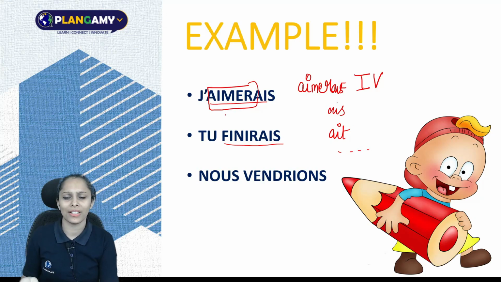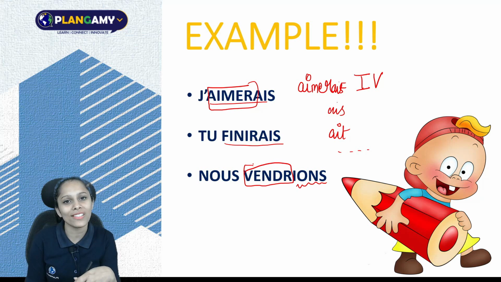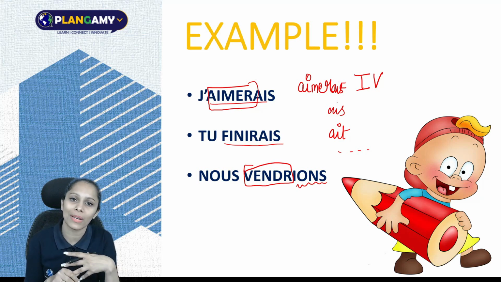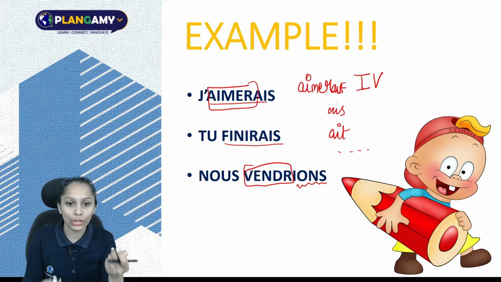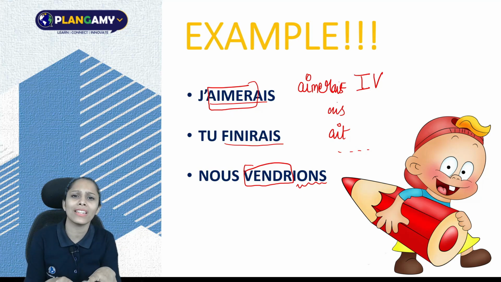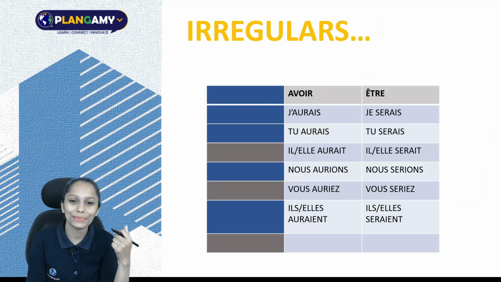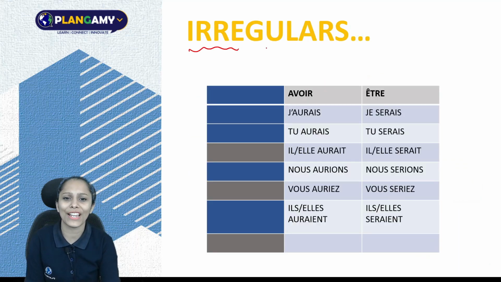So here you have some ideas and a glimpse. J'aimerais, tu finirais, nous vendrions. As you can see the endings in vendrions. But there are some exceptions. Don't worry, you are also going to learn some exceptions. As I keep saying, French is a language of exceptions. Although the rule seems to be very simple, very easy, yes, there are some exceptions to make the language tricky and interesting.